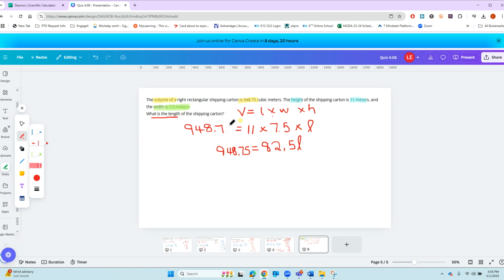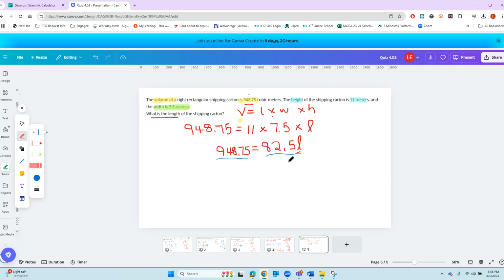Always good to go back and look to see what the question asks. So 948.75. I've done my multiplication. I want to find out what the length is. So I have to do the opposite of multiply. Remember, a coefficient next to a variable means multiply. So I want to undo it. And to undo multiplication, I have to divide. And what I do to one side, I have to do to the other.